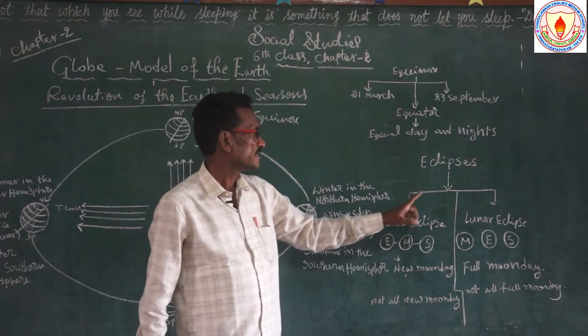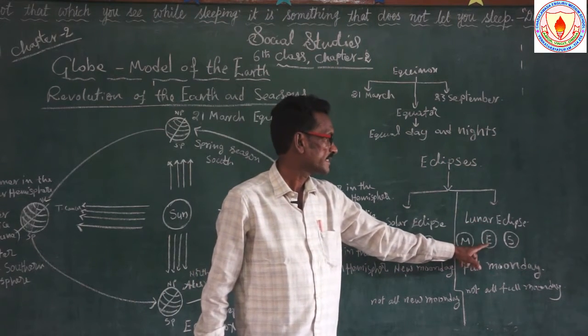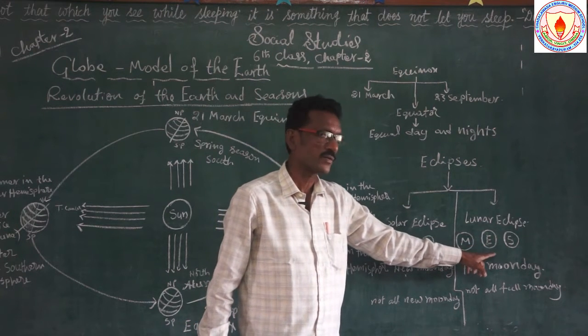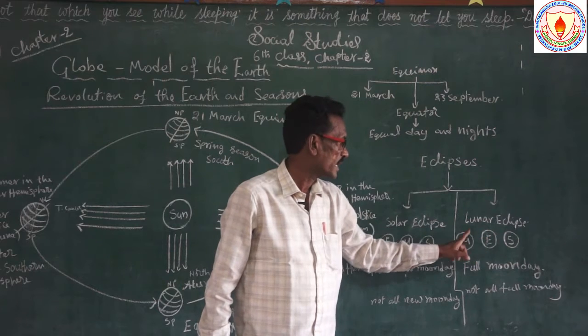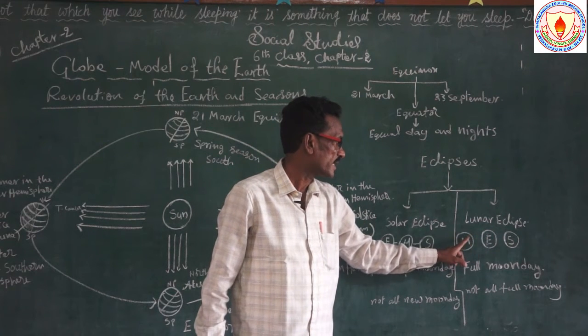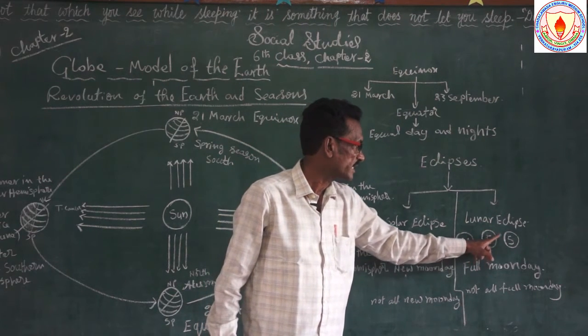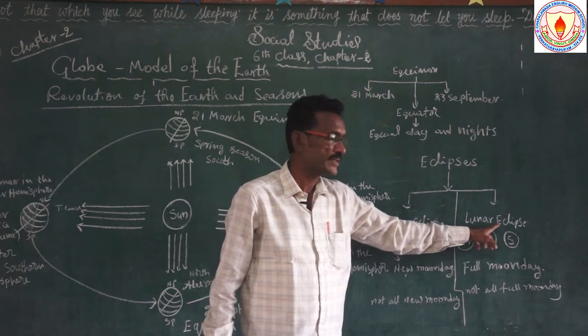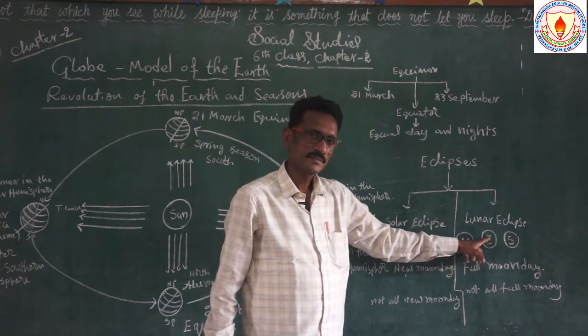And for the next, the lunar eclipse, the earth comes into the middle. See here, the earth again revolves around the sun, and the moon, the satellite of the earth, also revolves around the earth. They come into a straight line, and the lunar eclipse occurs. Okay?